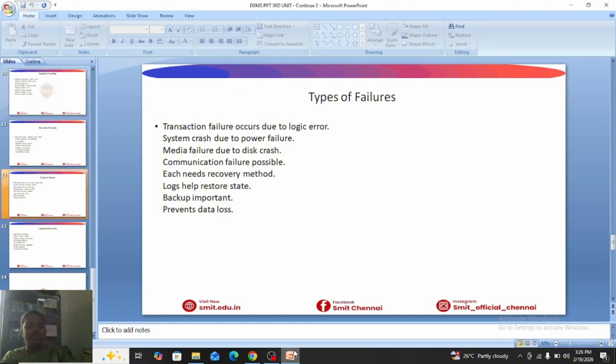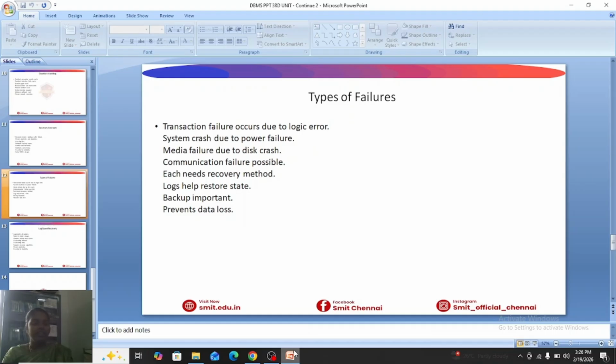Moving on to types of failures. Transaction failures occur due to logical errors, system crash due to power failure, media failure due to disk crash, and communication failure is possible. Each needs recovery methods. The log helps restore state. Backup is most important and prevents data loss.